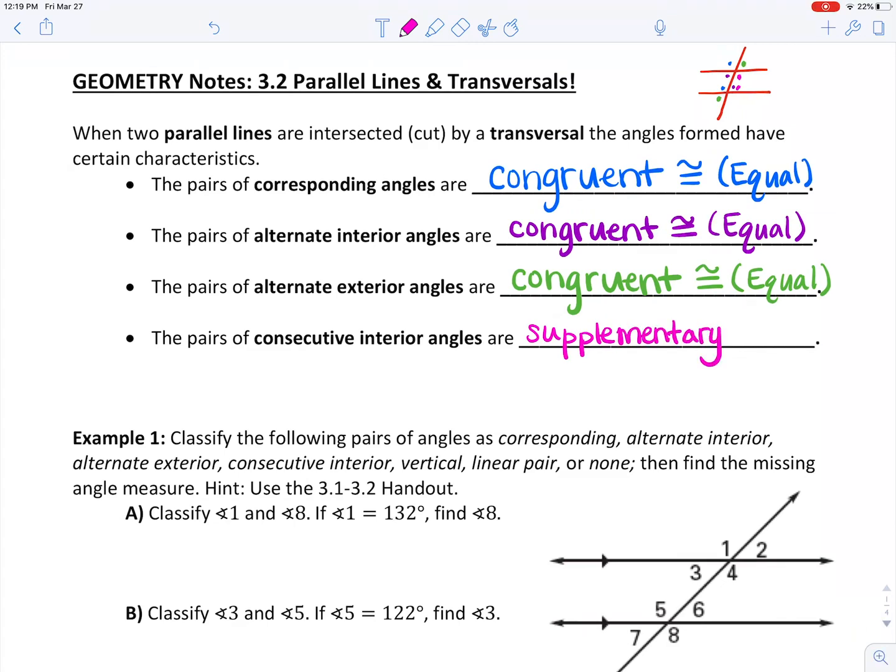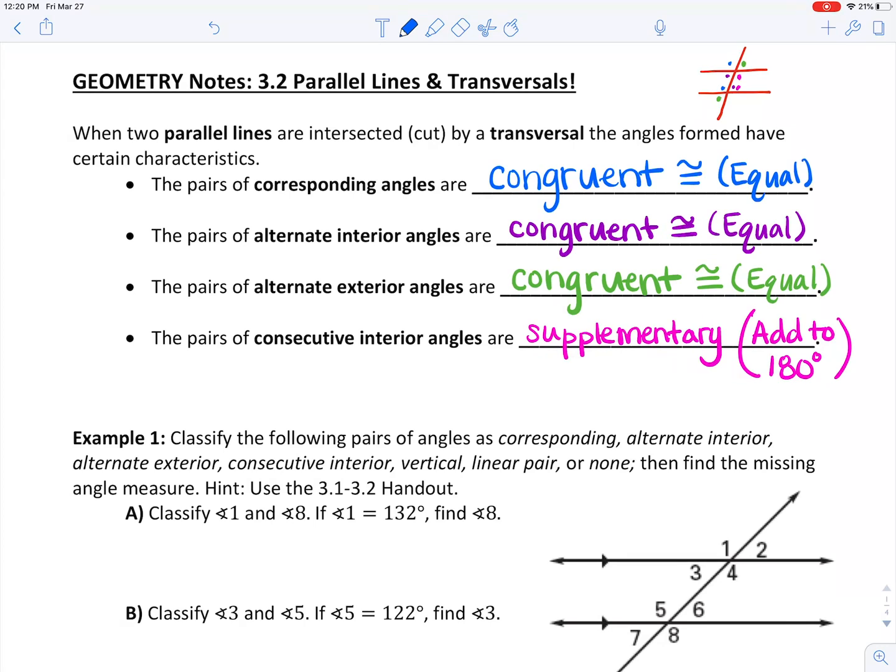And what does supplementary mean again? It means that they add to 180 degrees. So if I were to add those two angles together, they would equal 180 degrees.